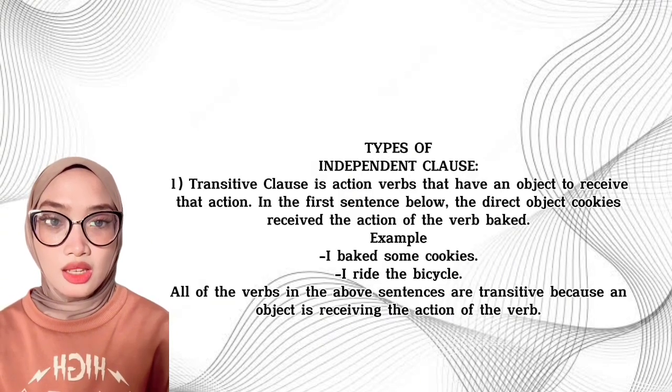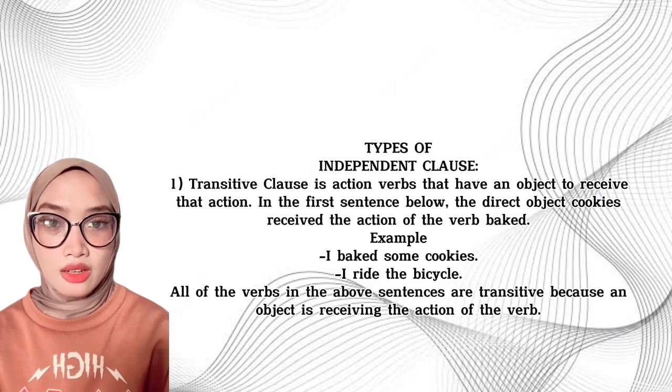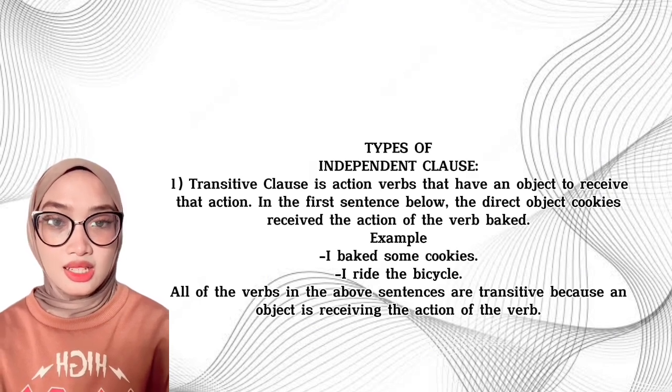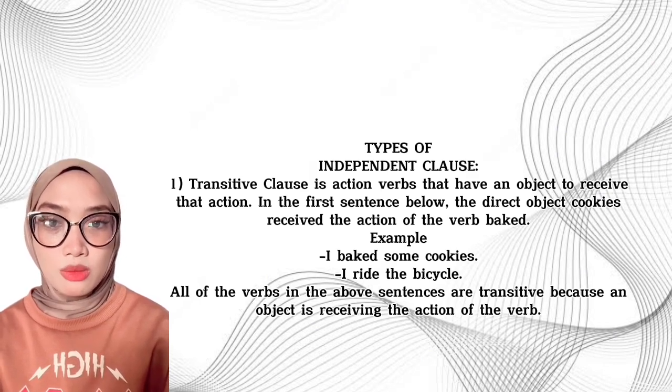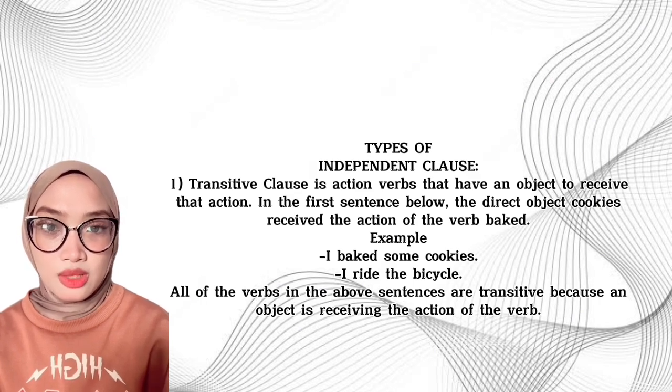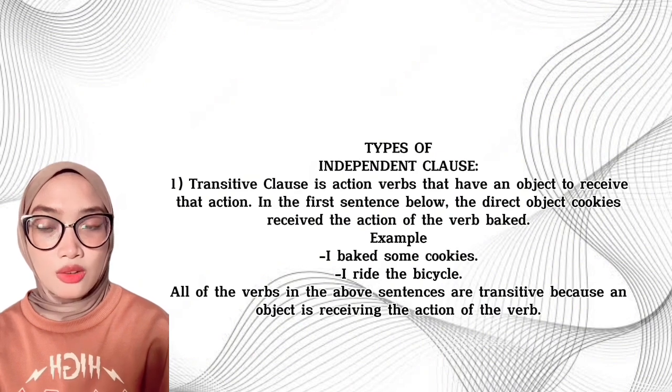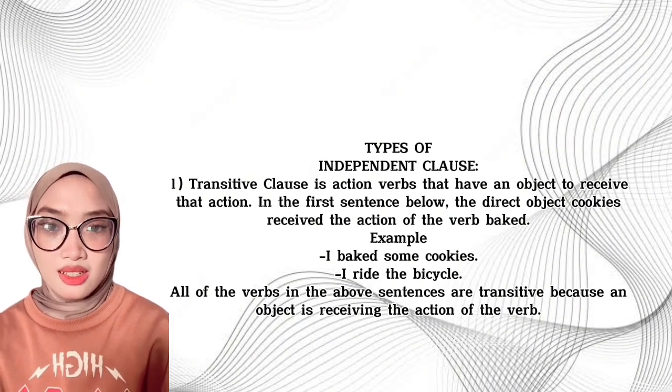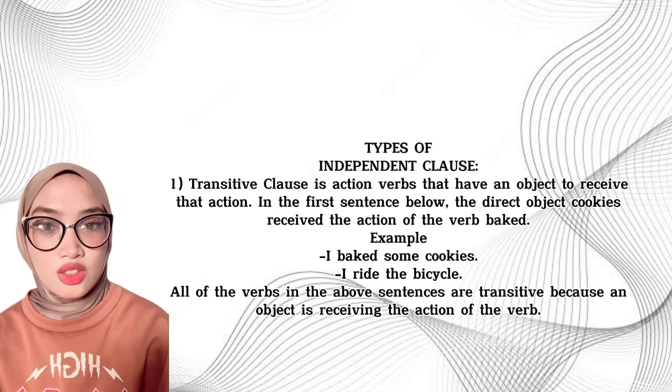Transitive clauses have action verbs that have an object to receive that action. In the first sentence below, the direct object "cookies" receives the action of the verb "bake." Example: I baked some cookies. I ride the bicycle. All of the verbs in the above sentences are transitive because an object is receiving the action of the verb.